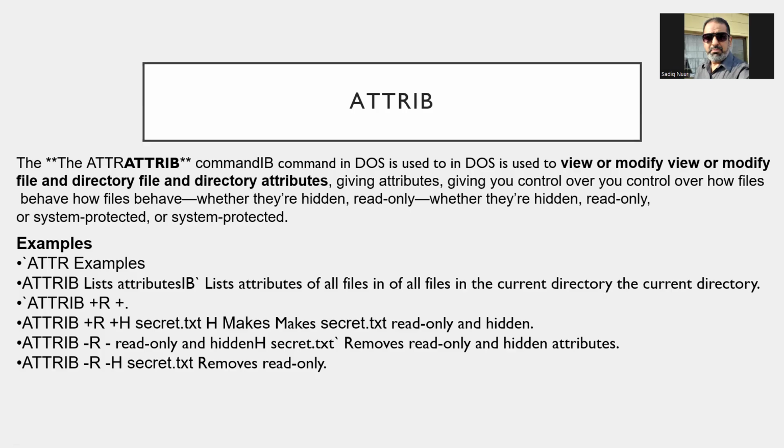If you want to remove the hidden attribute, you want to make it visible again, you have to use attrib minus H. Or if you want to remove the read only, then you have to say attrib minus R, right? So in the last example, it says attrib minus R minus H. That means I want to remove the read only, and also I want to make the secret file visible. I want to remove the hidden, I want to make it visible, right? So let's do it practically now.